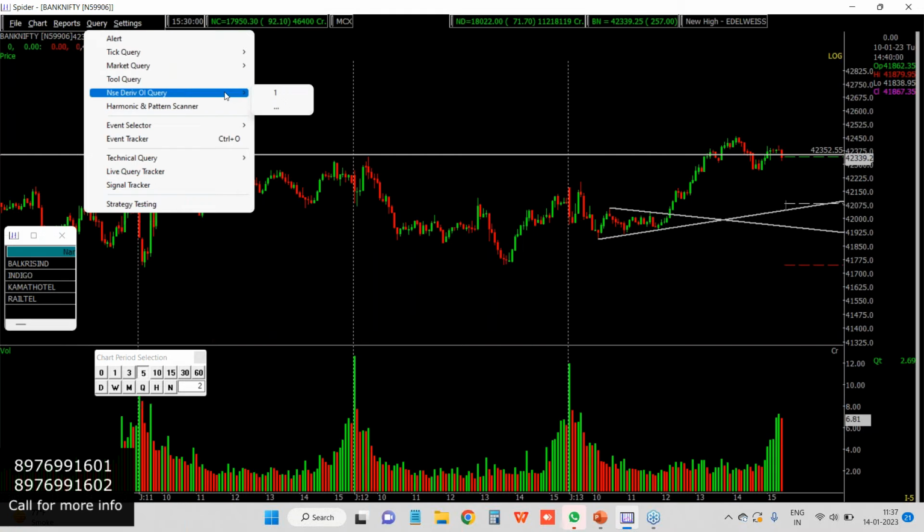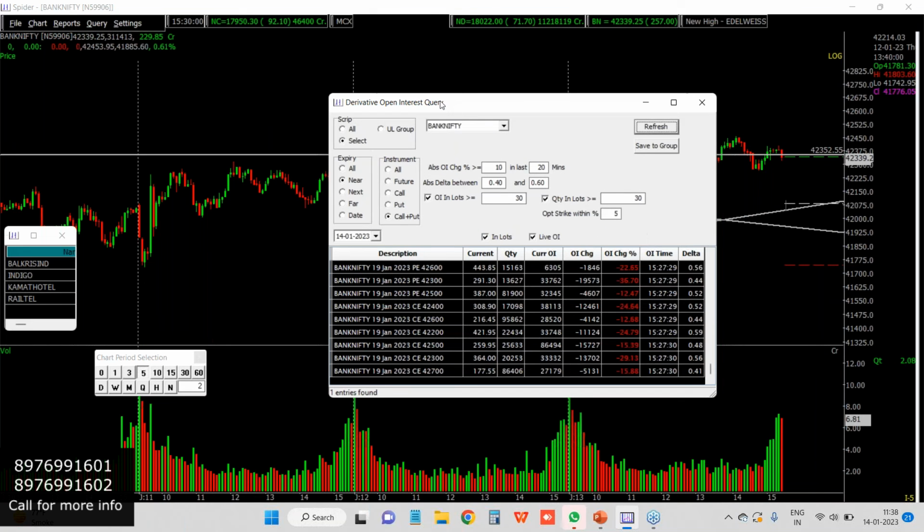So let's open. Under the query part, you have this NSE derivative OI query. Open the first window. You can open 2 windows at a time. What you have to select is the same. You have to select Bank Nifty if you're a Bank Nifty trader. Then you have to go for near month call put.